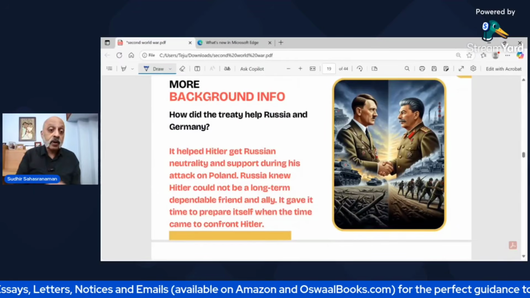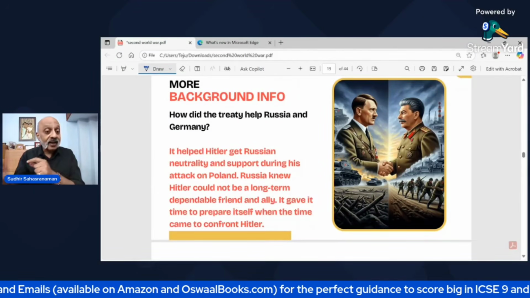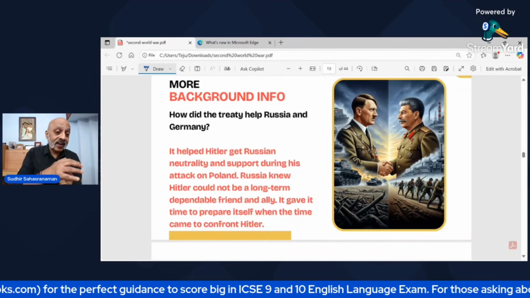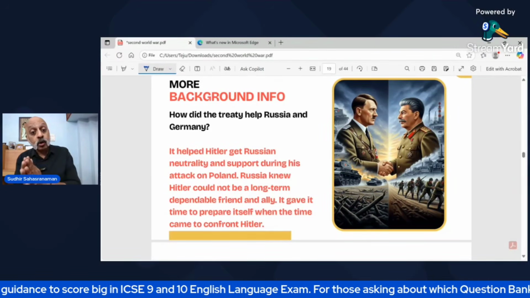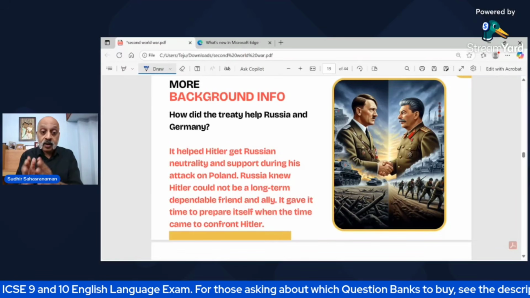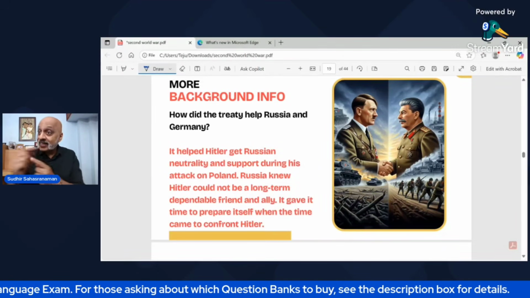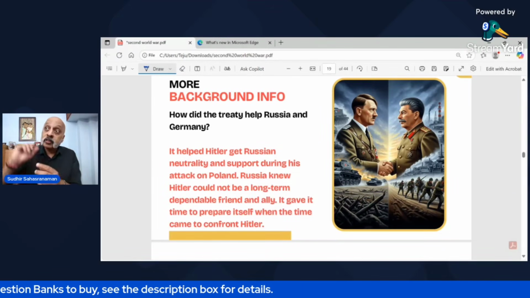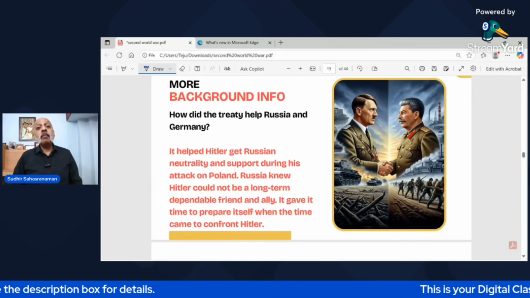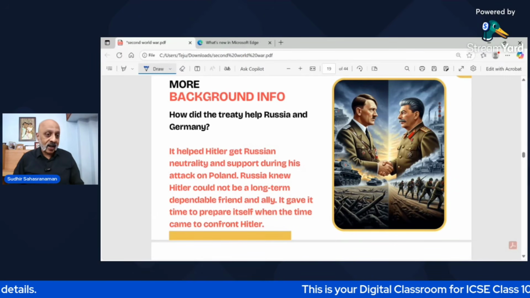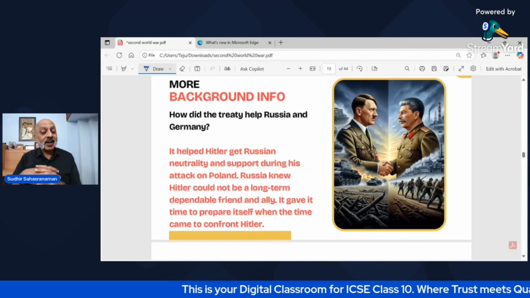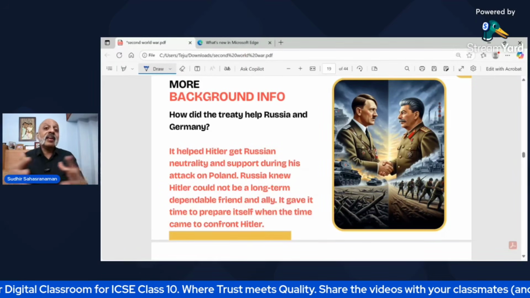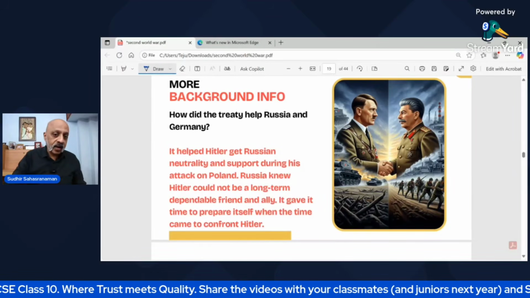How did the treaty help Russia and Germany? It helped Hitler get Russian neutrality, that at least Russia will not attack me. Right? Okay. And when he was attacking Poland, Russia knew that Hitler could not be a long-term dependable friend. But while the pact was there, at least he will not attack. It gave them time to arm themselves, get stronger, so that tomorrow if Hitler attacks us, we will be stronger in taking on Adolf Hitler and Germany. So this is the background information as far as the pacts were concerned, so that you essentially know what really was happening in Europe at that time in 1938-39.